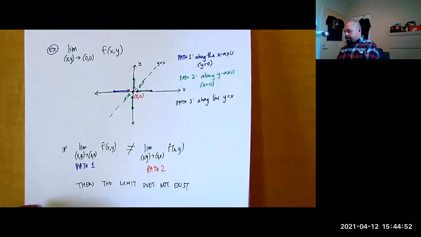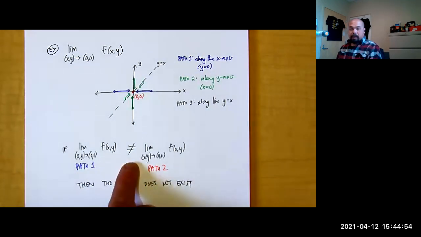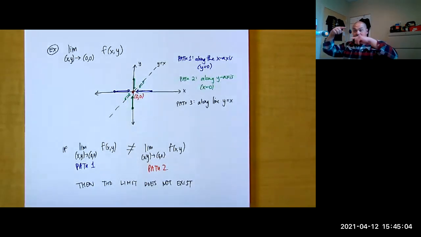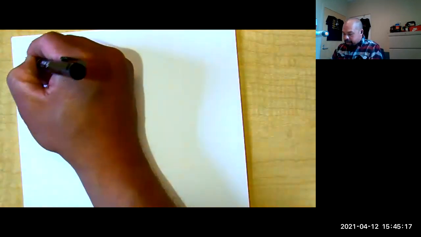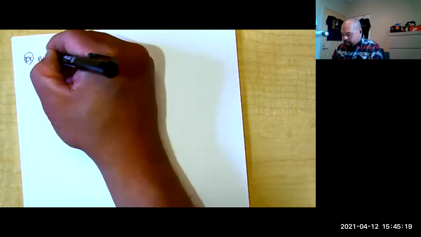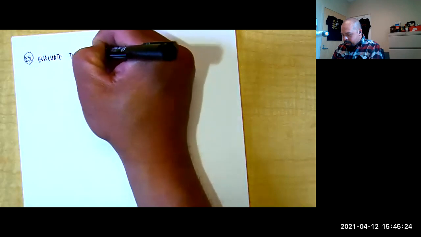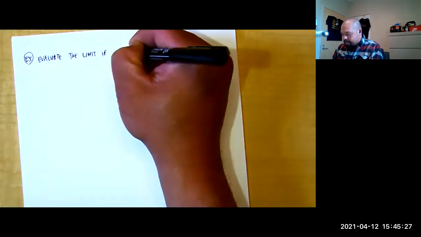So let's take a look at this process. Again, thinking about if I was to do it from the left side, the right side, and I'm getting different values with those piecewise defined functions. If I'm not getting them to link up, then that's a jump discontinuity, and that limit doesn't exist. So let's take an example, though, and think about using these different pathways. Let's evaluate the limit, if the limit exists.